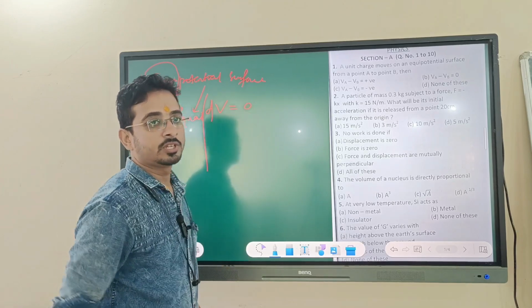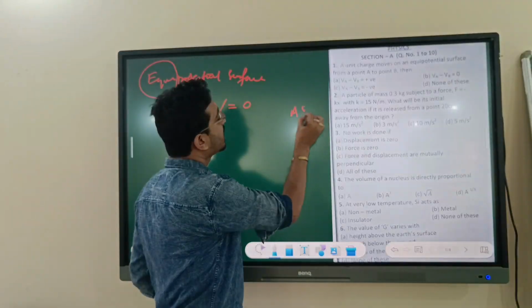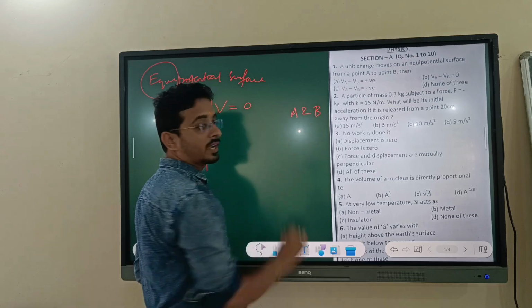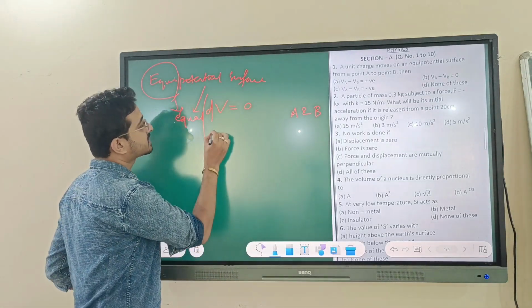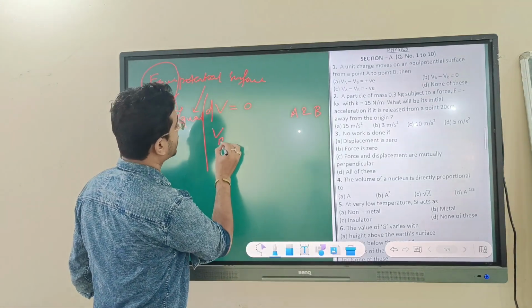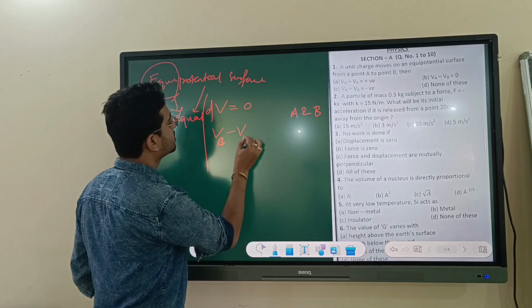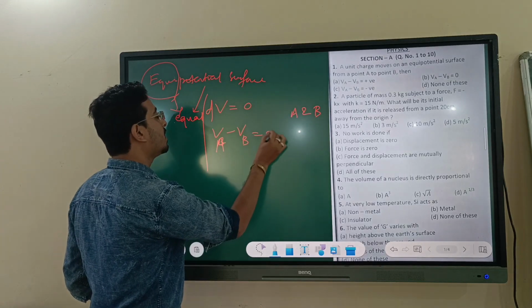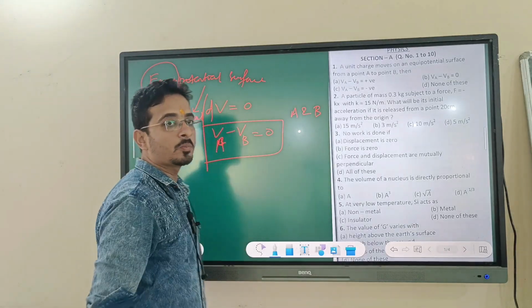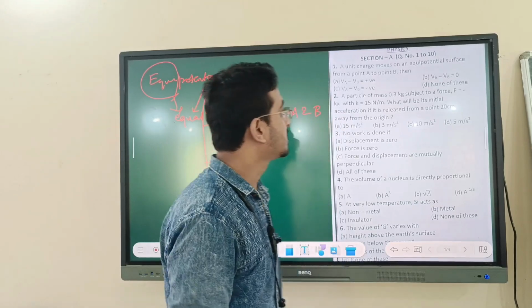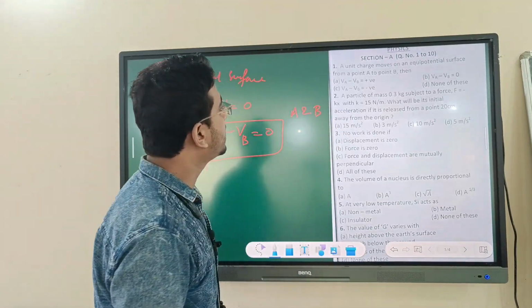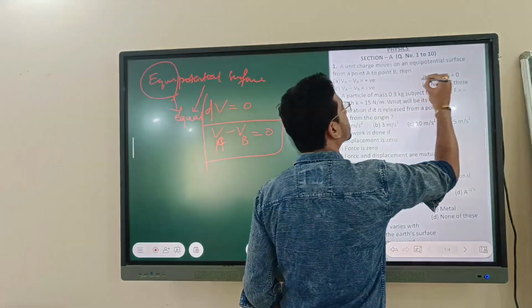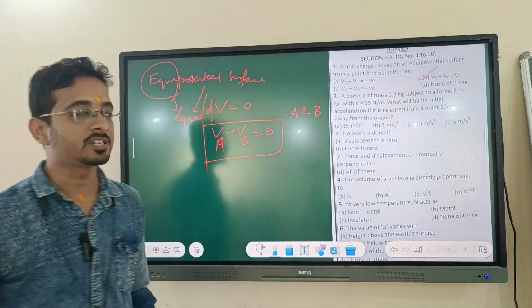If the two surfaces are A and B, then the difference, VA minus VB, will be 0. There will be no potential difference between the two surfaces. So the correct option will be VA minus VB equal to 0. That means option B will be our correct answer.